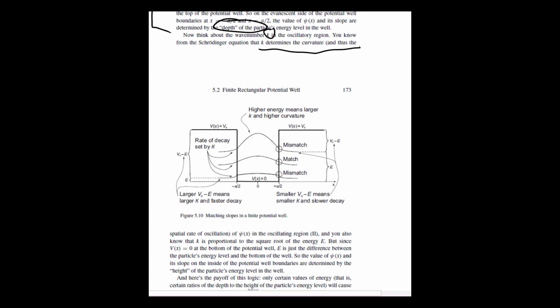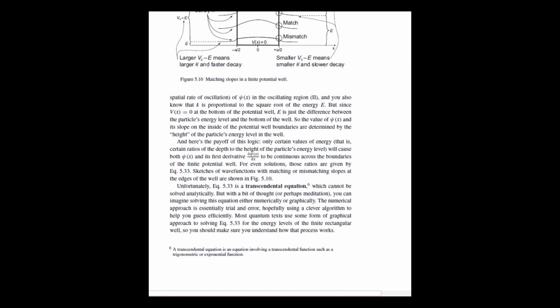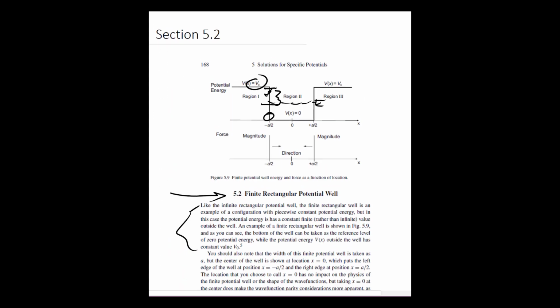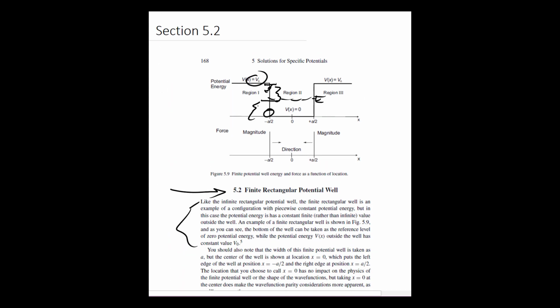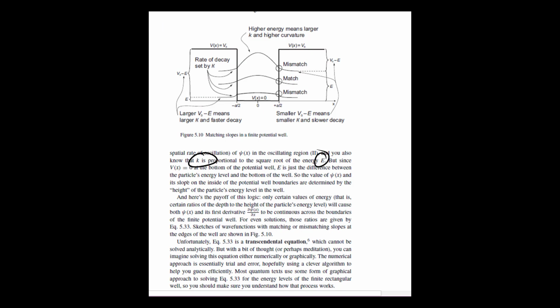Okay, what about k? k, we said, determines the curvature and therefore the oscillation rate in the oscillating region, that is inside the well. But we know that k is proportional to the square root of energy E. So what does E tell you about where the particle is in the well? Back up to our picture. E tells you how far above the bottom of the well the particle's energy is. So the higher up the particle, the bigger k gets. And the smaller E, the closer to the bottom of the well the particle is, and the smaller k gets. So I call that the height of the particle's energy level in the well.